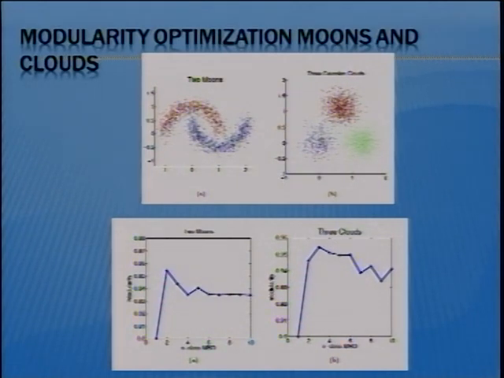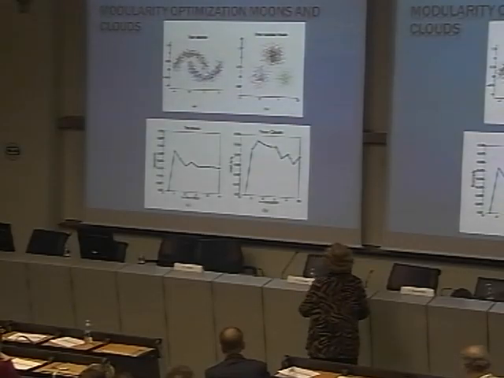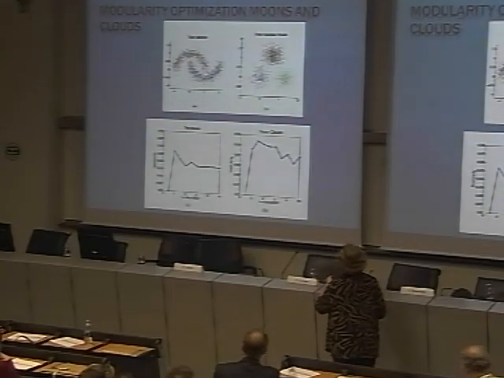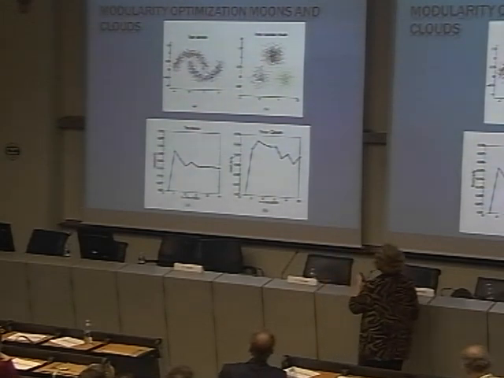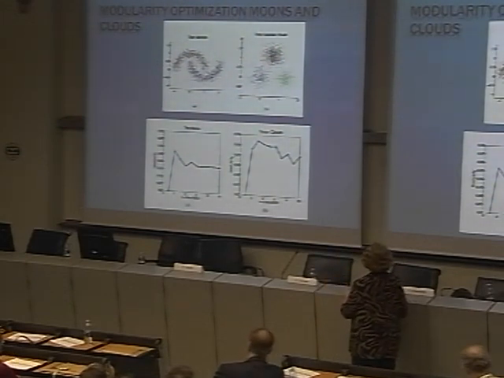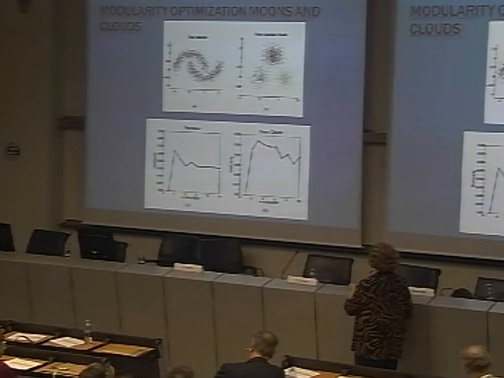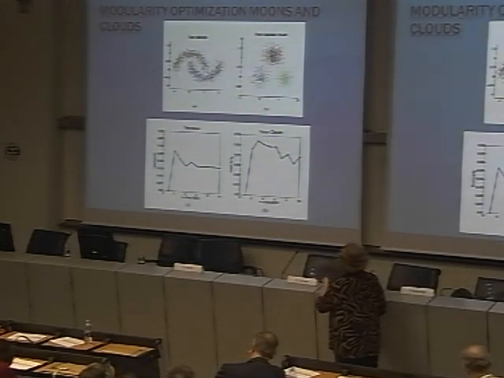Modularity optimization will tell us there are 2 groups. And there they are, and it does it perfectly. This is using our algorithm applied to this problem. Here's a case of 3 point clouds. We can see, of course, where they are. Now modularity will tell us there are 3, and there it is, and there they are.